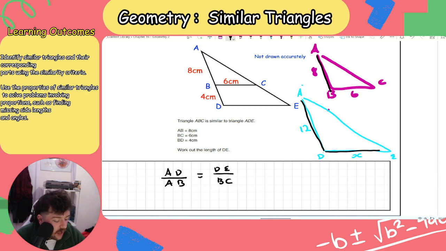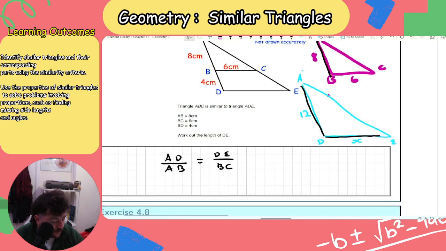Could I not do AB divided by AD and then vice versa? Yes, right? You can do AB divided by AD, and BC is equal to BC divided by DE. You can do that. I, however, started with AD on top because that gives me my x on the numerator, which is much easier to work with.